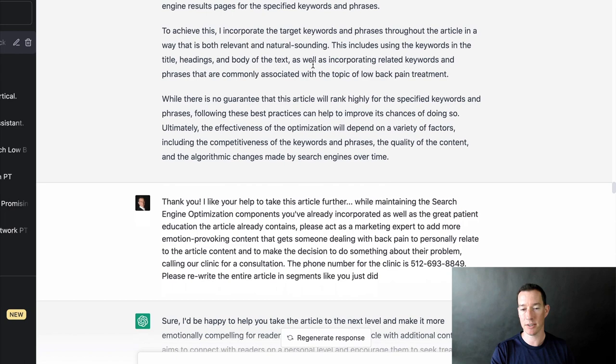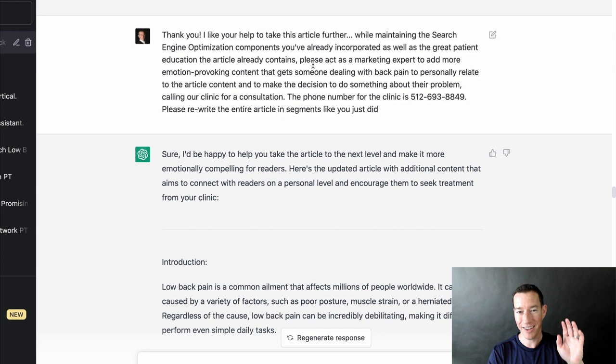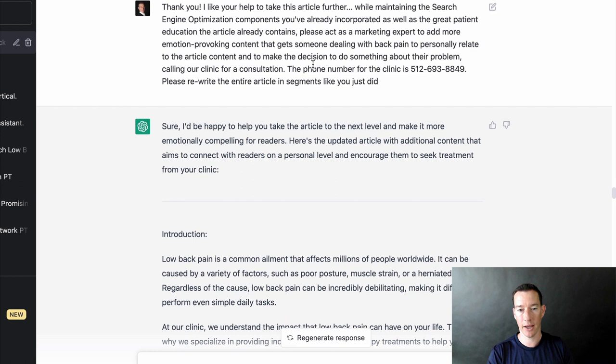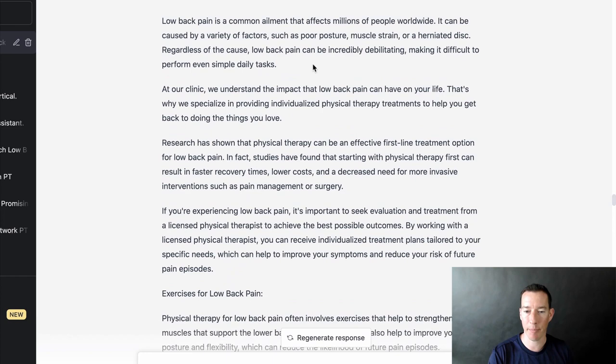Right? So I said, okay, I want to take the article further while maintaining the SEO components and the great patient education. Please act as a marketing expert to add emotion-provoking content that someone dealing with back pain can personally relate to and that ultimately is going to get them to call us, right? It said, sure. And so this was where a big change happened. And this is apparently not uncommon with ChatGPT.